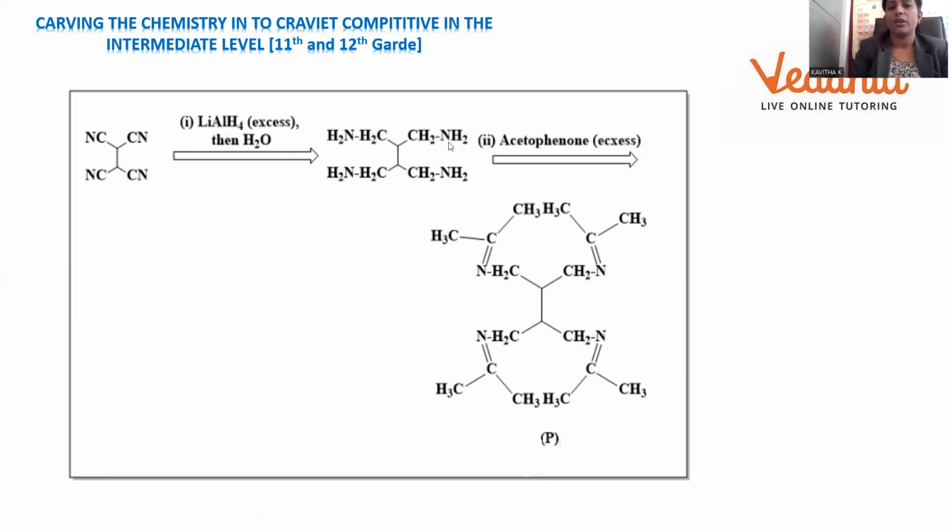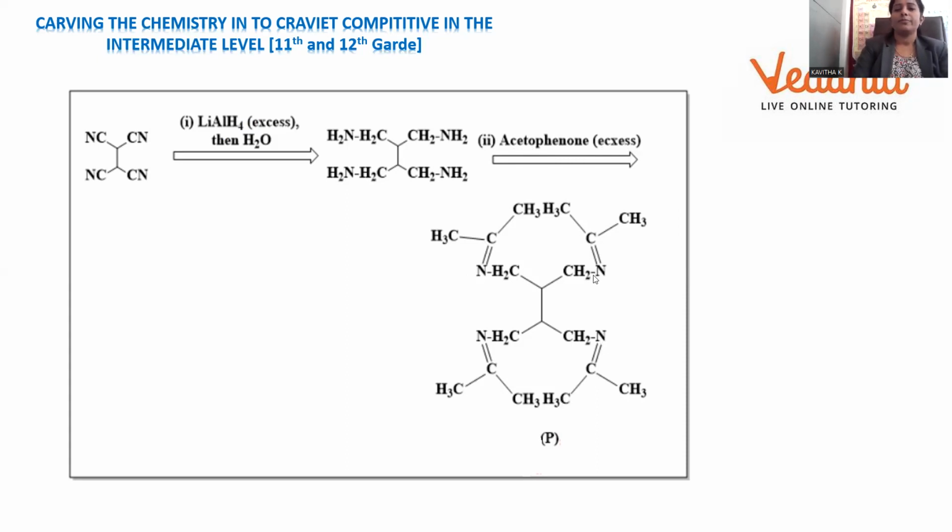CH2NH2. This is called what? Primary amine. How many? 4 will be generated, because we have 4 nitriles. Subsequently 4 amines will be generated, and all these amines will be treated with acetophenone under excess conditions. So each and every amine will be condensed with acetone. Acetone is CH3, C double bond, CH3. So that the condensed product will be formed in this manner. Double bond N, double bond N, double bond N, double bond. These are called imine linkages.